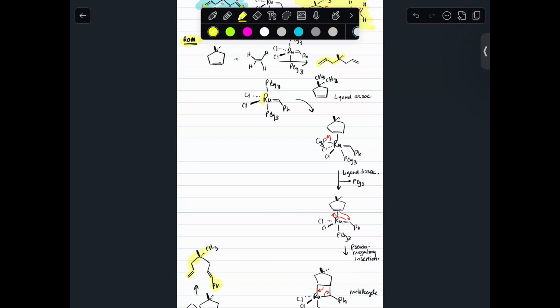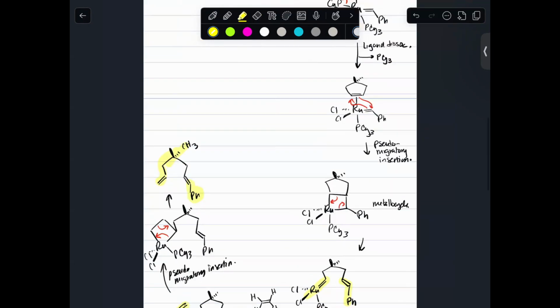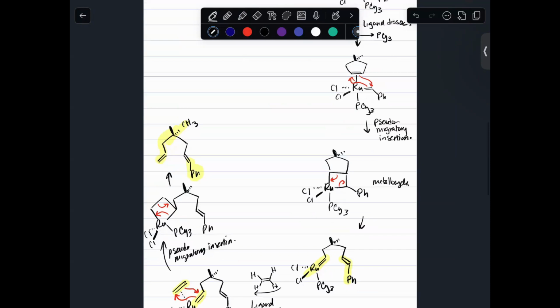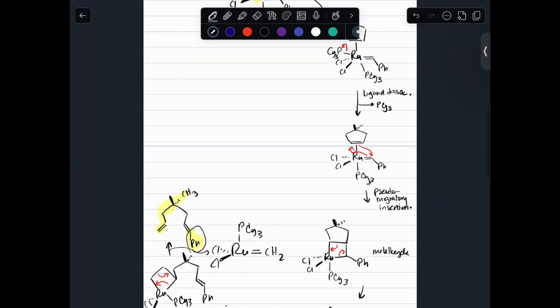I need to get rid of this phenyl group. And the only way to really get rid of it is to regenerate my catalyst. Because if you noticed, when this collapsed, it also formed a double bond between a ruthenium and the end carbon, CH2. So I want to exchange that CH2 with my phenyl, right? And so we're going to jump in and do a ligand association again.